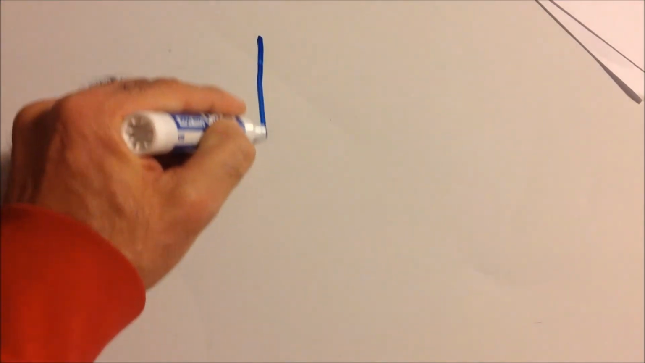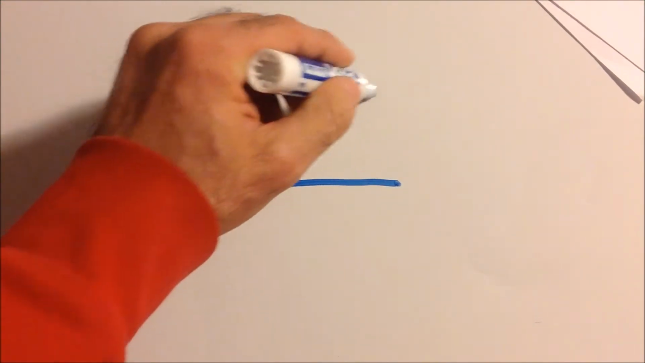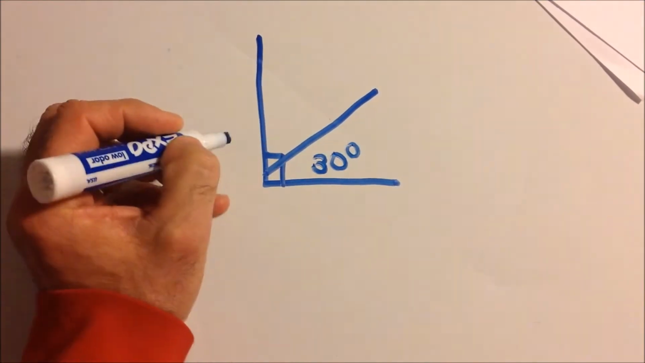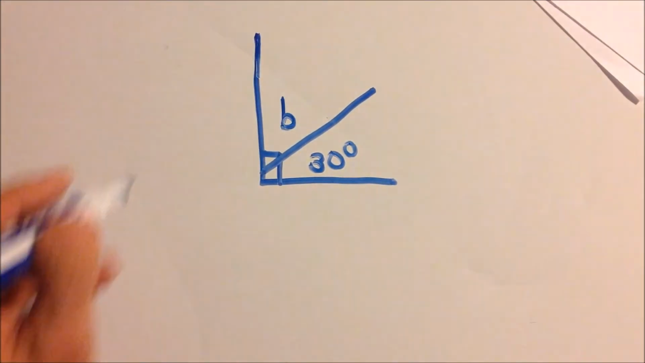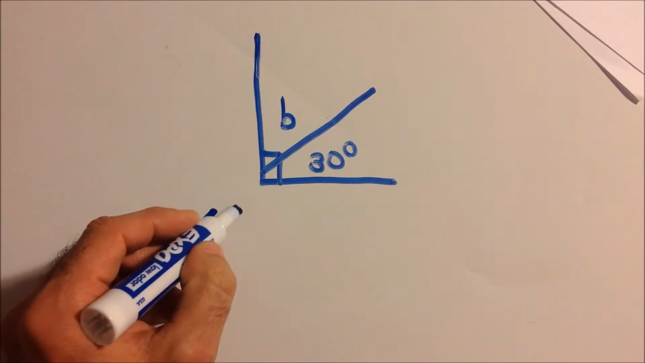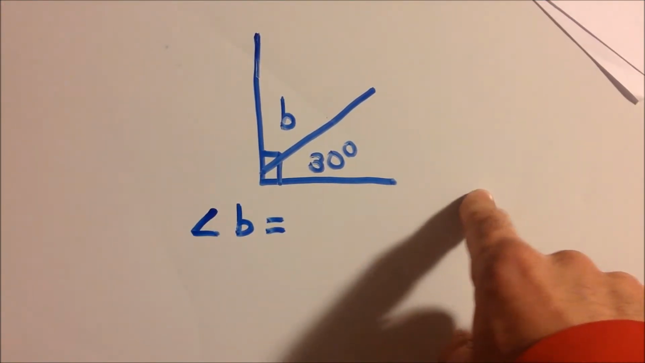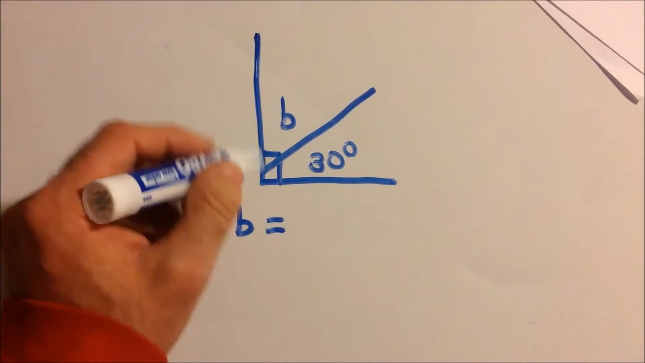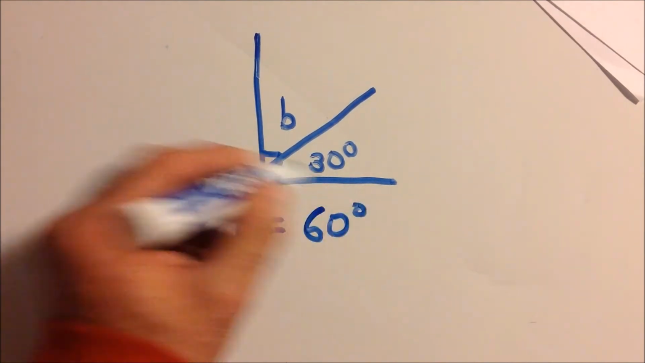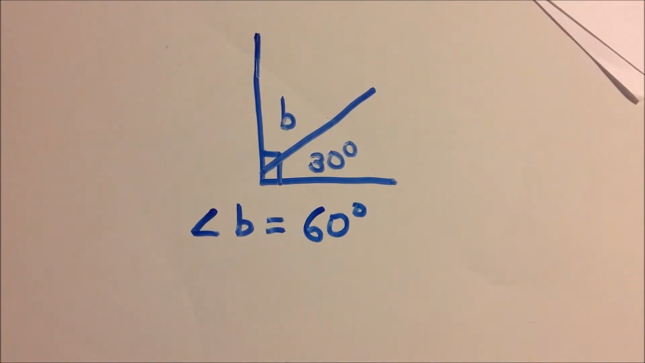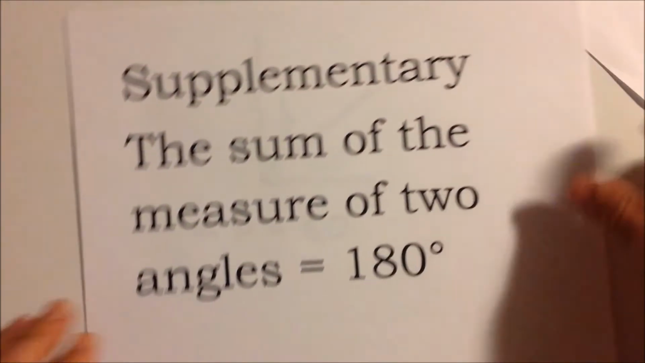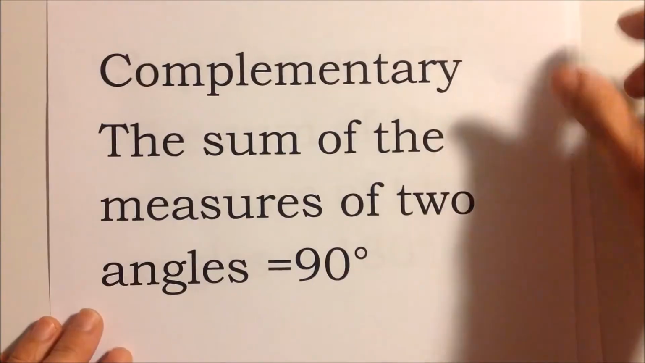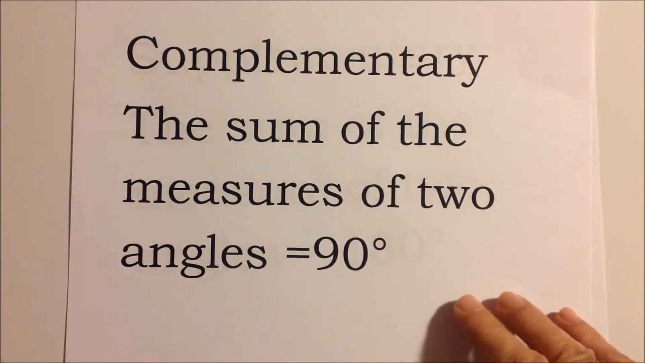So let's see if you can do this one. We have a 90-degree angle, and you can tell because it has the box. And if this is 30 degrees, what angle, let's call it angle B this time, what should be the measure of angle B in order for this to complement each other? Remember, complementary, they have to equal 90. The measure of angle B has to be 60 degrees. And then they complement each other. So again, remember, supplementary is the sum of the measure of two angles that equal 180, and complementary, the sum of the measure of two angles that equal 90.